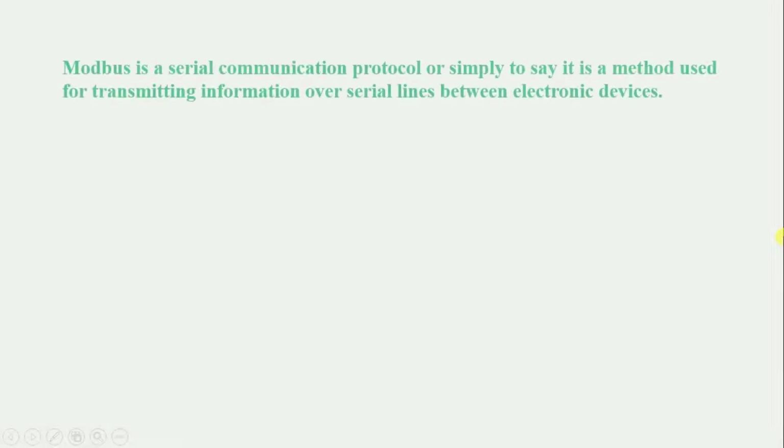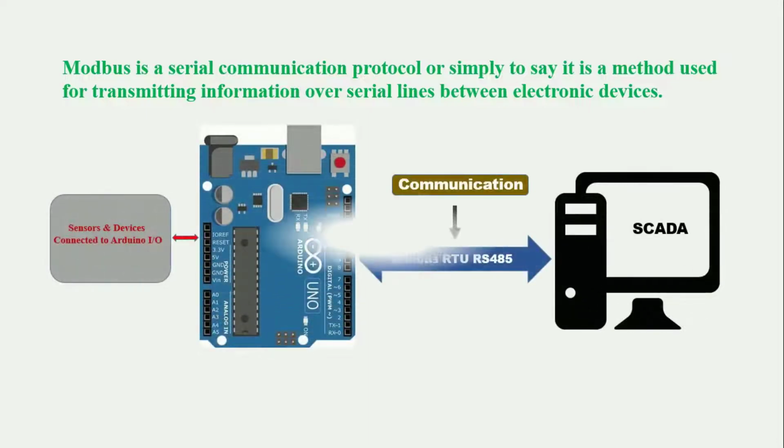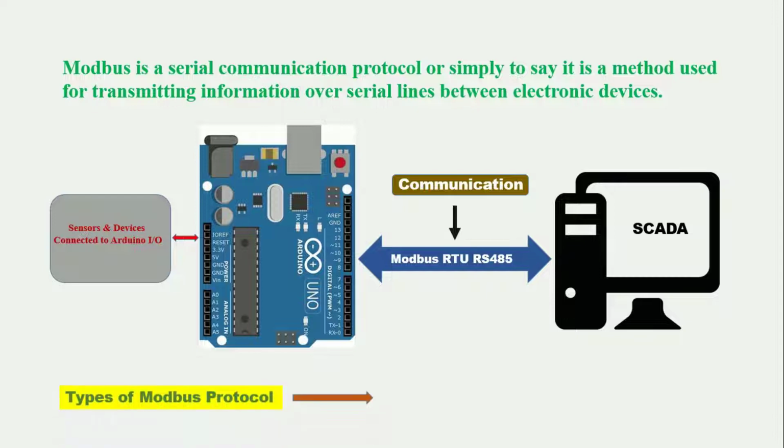Modbus is a serial communication protocol, or simply to say, it is a method for transmitting data over serial lines between electronic devices. In Arduino automation, this communication method can be used in Arduino SCADA to provide data communication between Arduino and the computer. There are three types of Modbus protocol: Modbus RTU, Modbus TCP/IP, and Modbus ASCII.